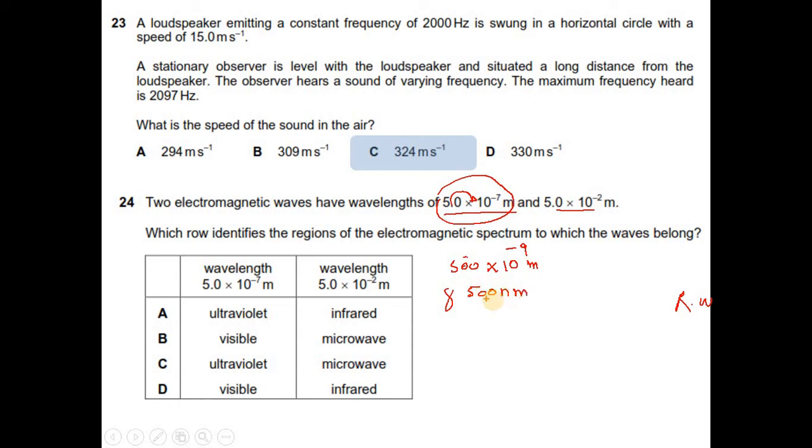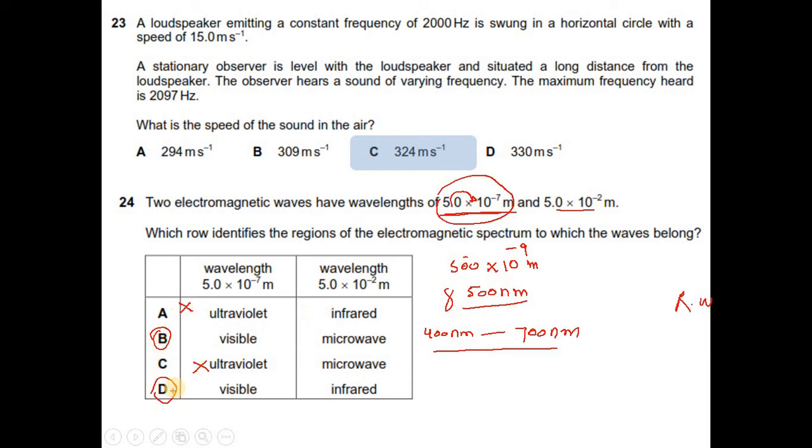nanometer. And 500 nanometer is in the visible range, because the visible range is approximately from 400 nanometer till 700 nanometer, and 500 lies between these. That means this electromagnetic wave belongs to the visible region. So I have option either B or D. Don't waste time thinking about A and C.